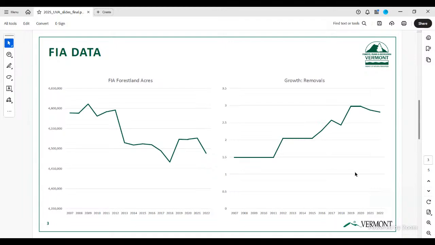Yeah, in the growth removals, you've seen a steady increase, and it has not been published yet, but the 2023 inventory ticks back up a little bit. So we continue to be at just around 3 to 1, so we're growing 3 times the volume that's being removed from the landscape.